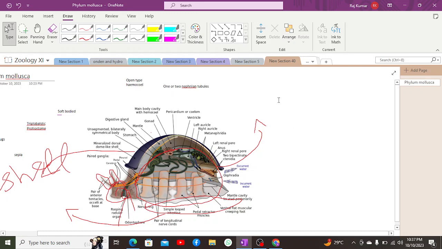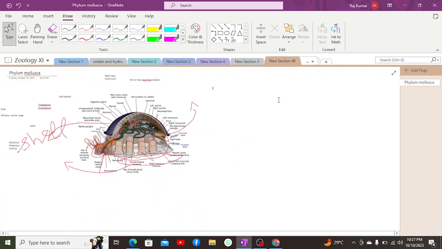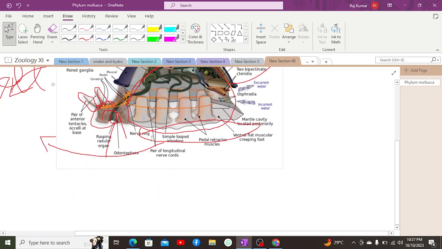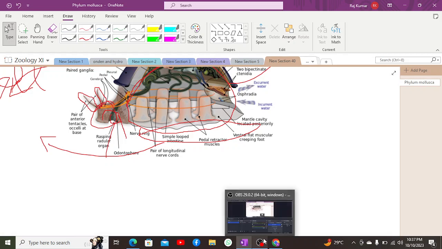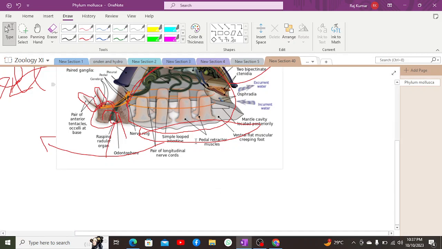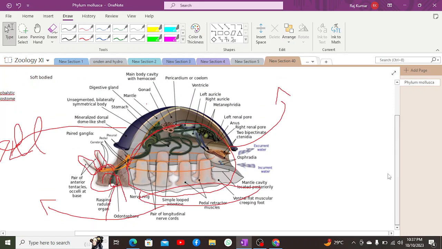They have different abilities depending on their different structures. Now we are going to discuss some examples of these organisms as well. One more thing: their nerve fibers are cerebral, pleural, pedal, and visceral.